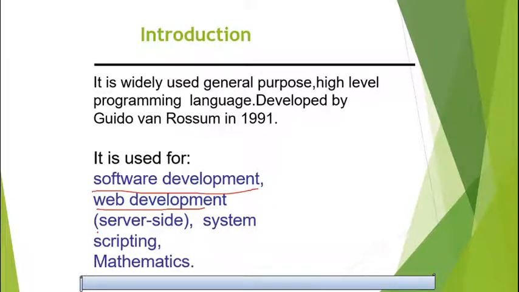In internet programming, there are two types of programming. First is known as client-side scripting, and second one is server-side scripting. Server-side scripting requires a very tough or very powerful language. If Python is used for server-side scripting, it means that Python is very powerful, very handy, very useful. It is also used for system scripting and also for mathematics.